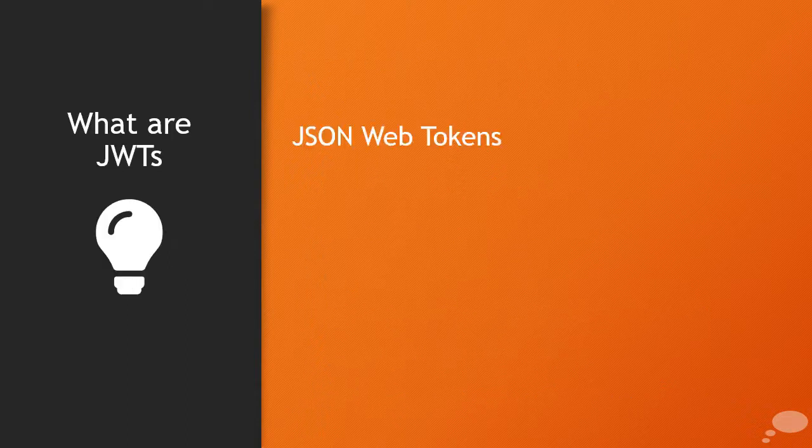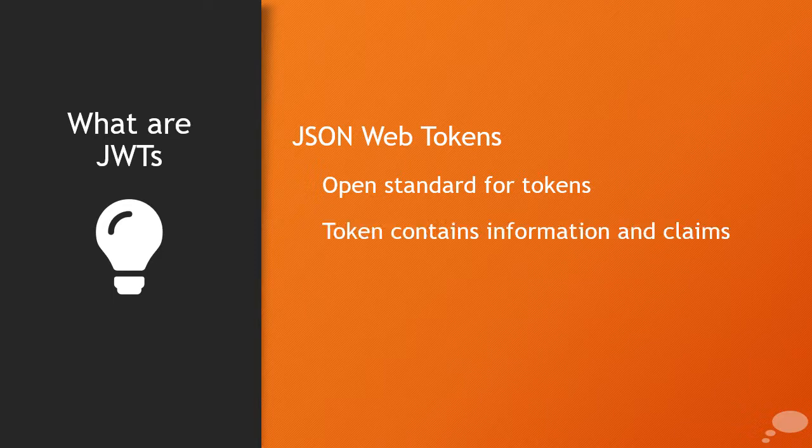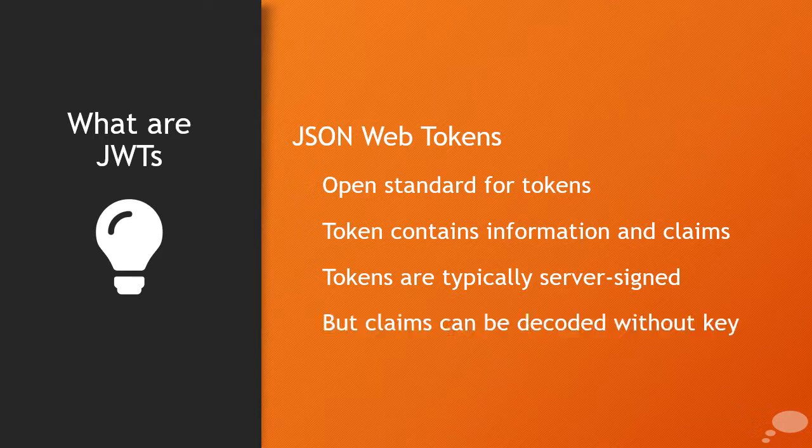So let's start with what are JSON Web Tokens. JSON Web Tokens are simply an open standard for defining tokens. The token contains information, claims, and expiration about the user that's trying to use them. These tokens are server-signed, so a server that generates them can usually validate them as well. And some claims and some information inside the JSON Web Token do not require decryption to get at. That way the server can send information about the logged in user to some client. And in our case, that's going to be a Vue application.